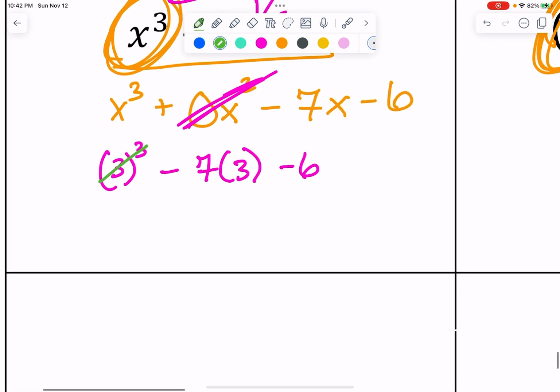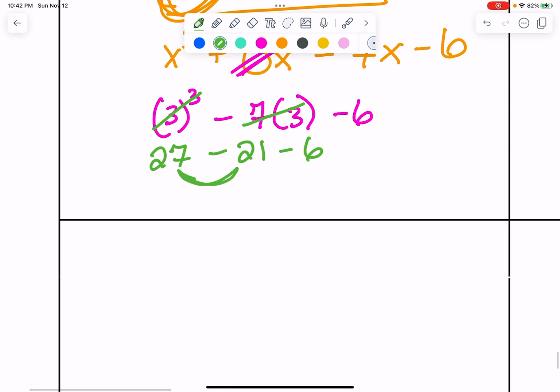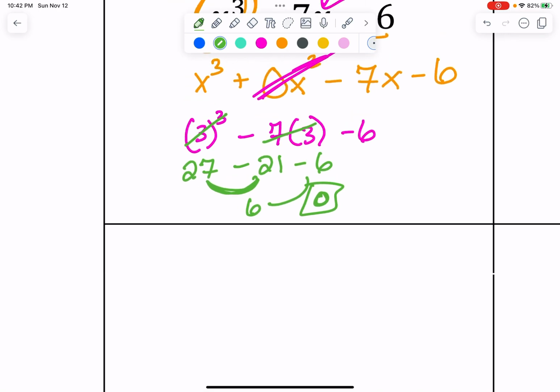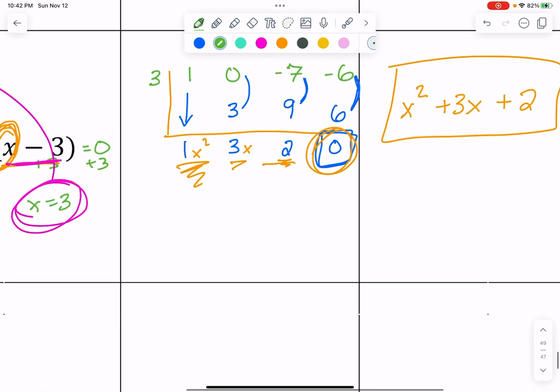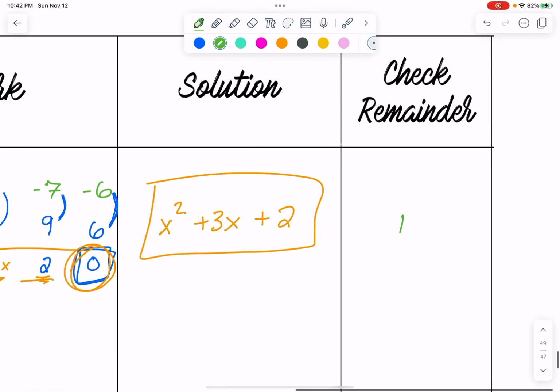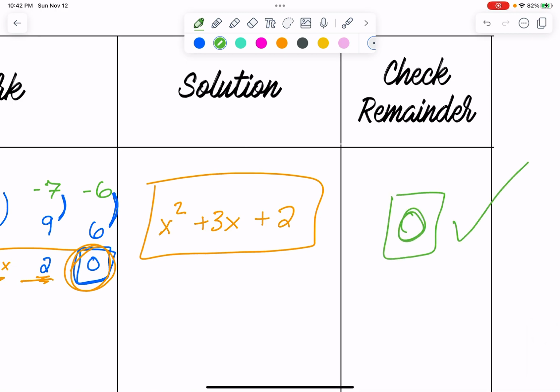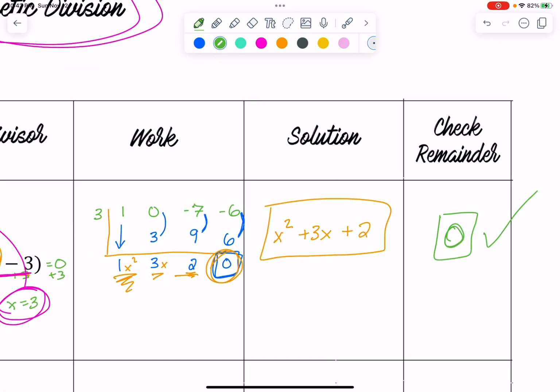All right, 3 to the third power is 27, minus 7 times 3 is 21, minus 6, okay? 27 minus 21 is 6, and 6 minus 6 is 0. So by doing the check remainder thing, I have checked 0. Whoop, 0 should have been my remainder, and it is. So I've checked my remainder, and I made sure.